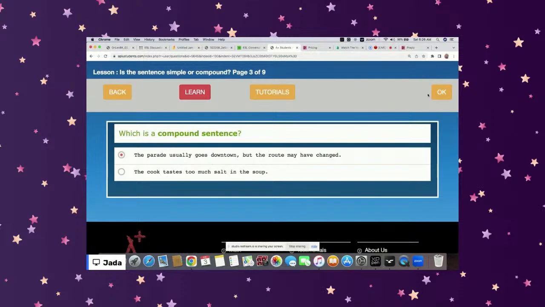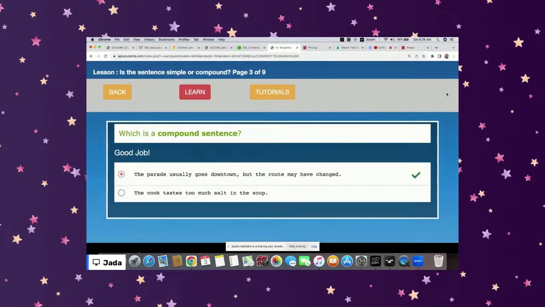You need to listen and note that the compound sentence has a comma and a conjunction. We have four conjunctions, which are and, but, or, so. Okay? Compound sentence.